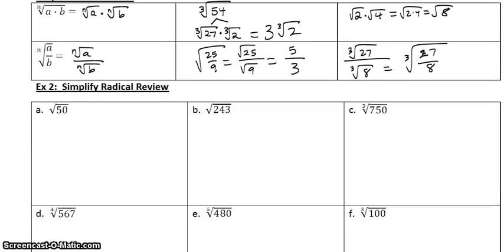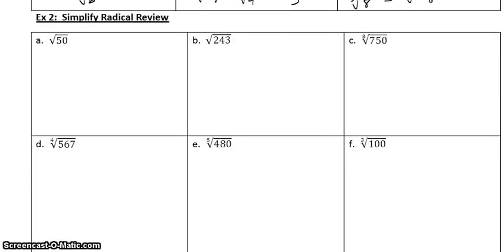All right, at this time, we are going to just review how to simplify radicals. So I just showed you that if you know a perfect square, for example, right now, that would go into 50, I could split this into the square root of 25 times the square root of 2, and I end up with 5 square roots of 2.